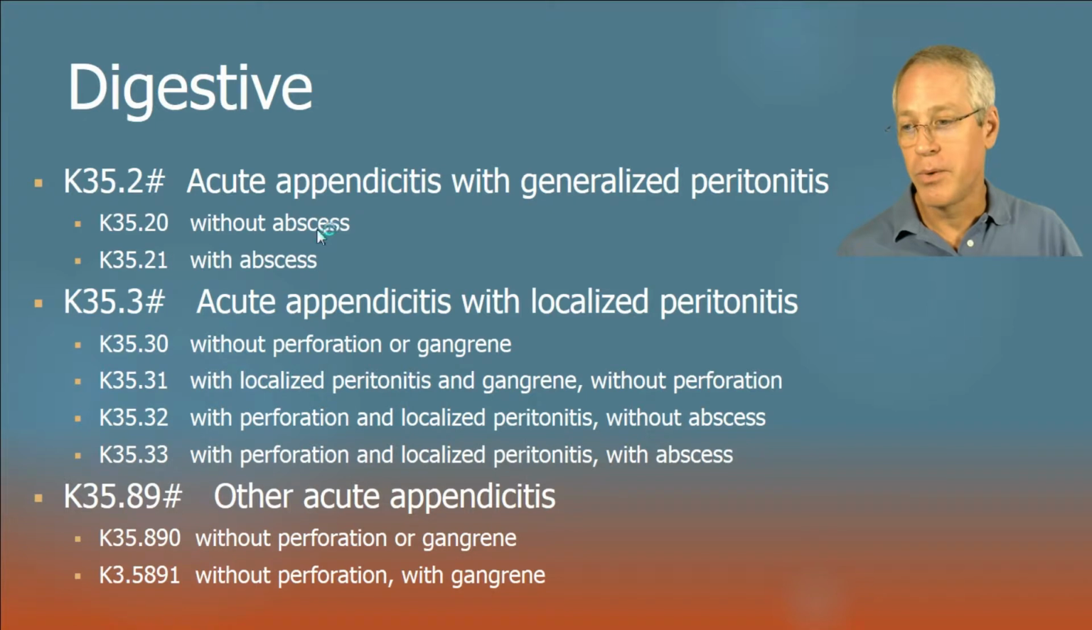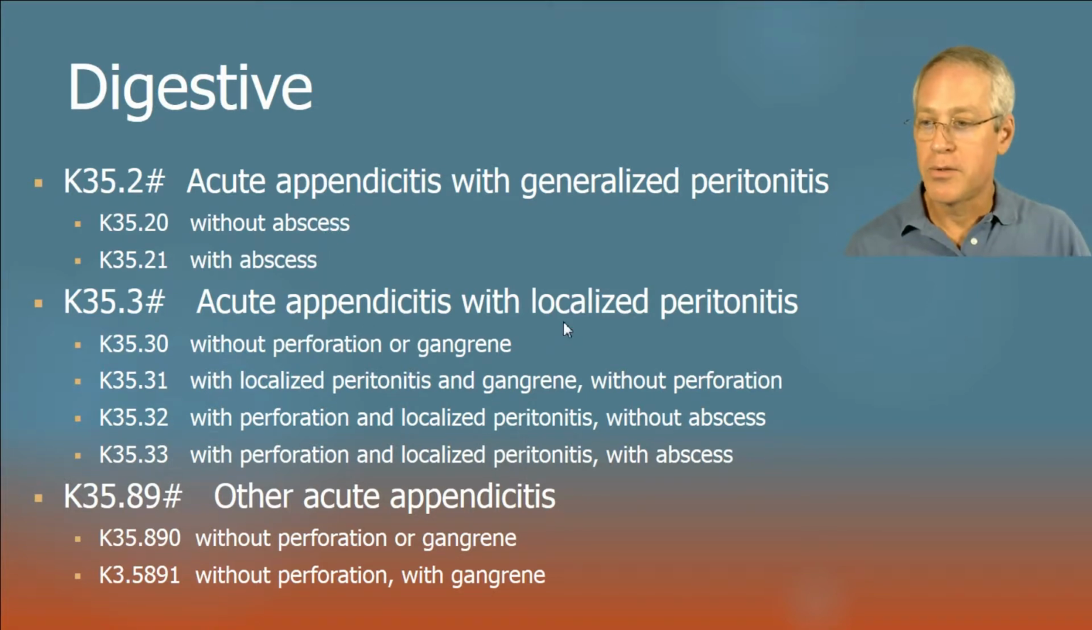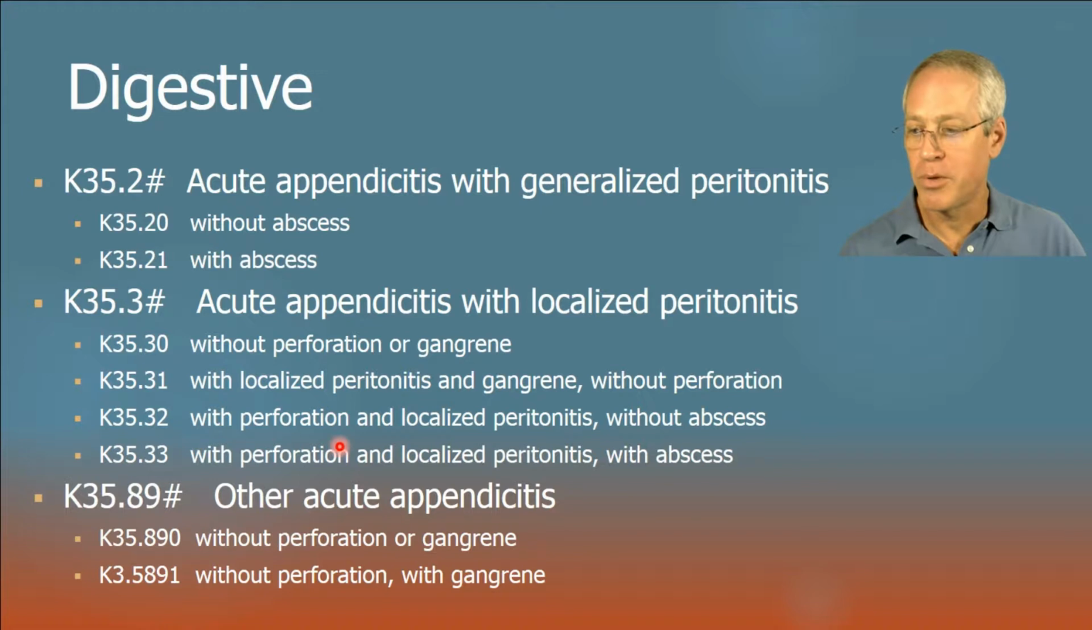Now, acute appendicitis with generalized peritonitis presumes that there's a perforation. So it's simply with or without an abscess. Okay. But acute appendicitis with localized peritonitis may or may not have a perforation. So you see a without perforation and a with perforation. Peritonitis with or without abscess.